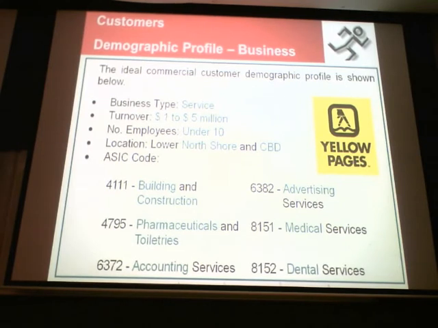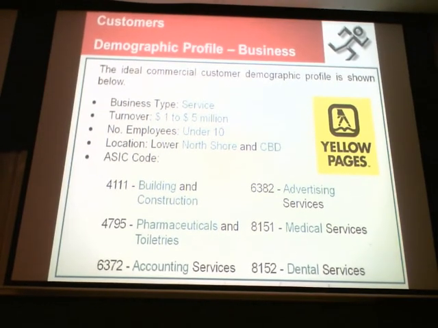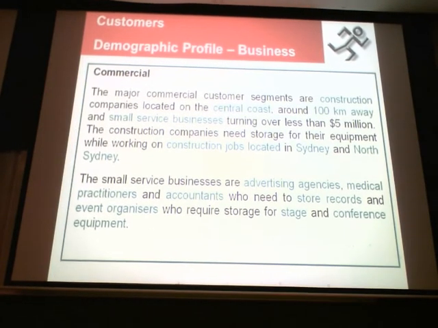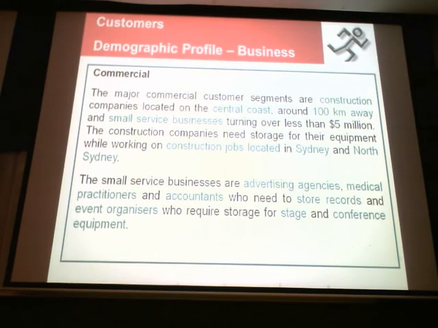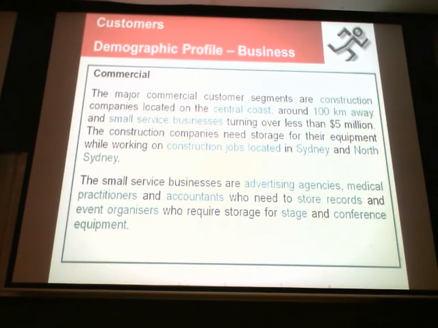What does that say to you as a marketer? What should you do? Keep them and do what? Absolutely. Go and do some more marketing up in Gosford and the Central Coast and get more of them. So it teaches you, hey, let's see what our A-class customers are doing and go get some more. So what I wrote in the business plan was, most of these construction guys are about 100 kilometres away, so let's go get some more of those. And they're working on construction jobs in Sydney and North Sydney. The rest of them are advertising agencies and medical practitioners, accountants, and event organisers, the roadies. So let's go get some more of those as well. So that's what I wrote there.